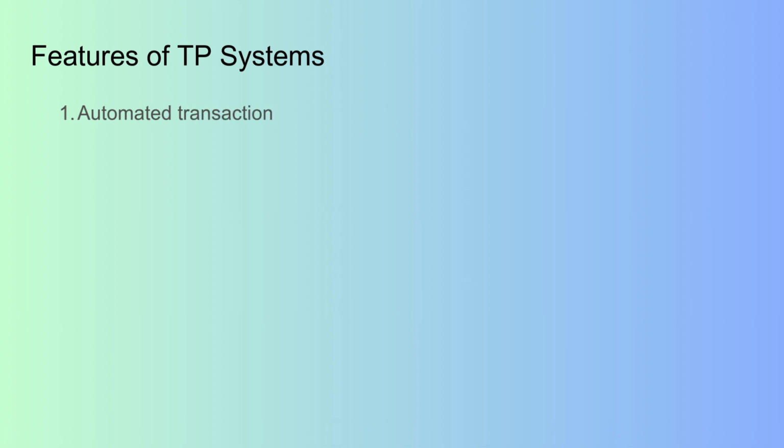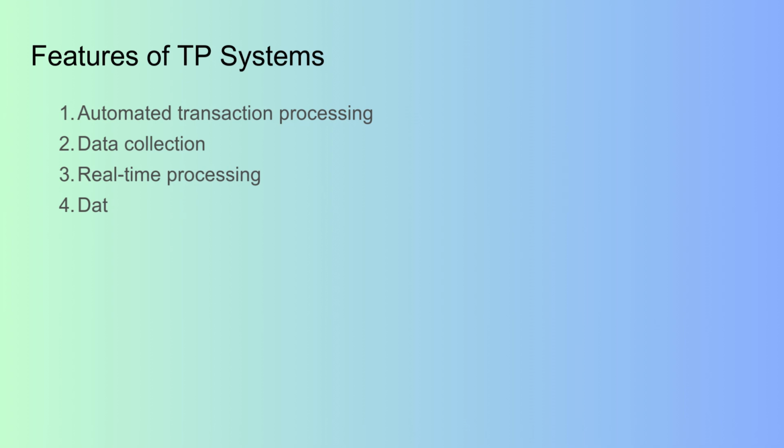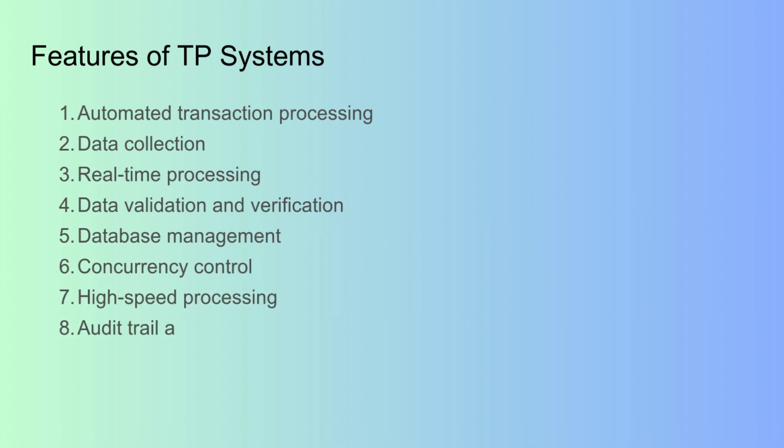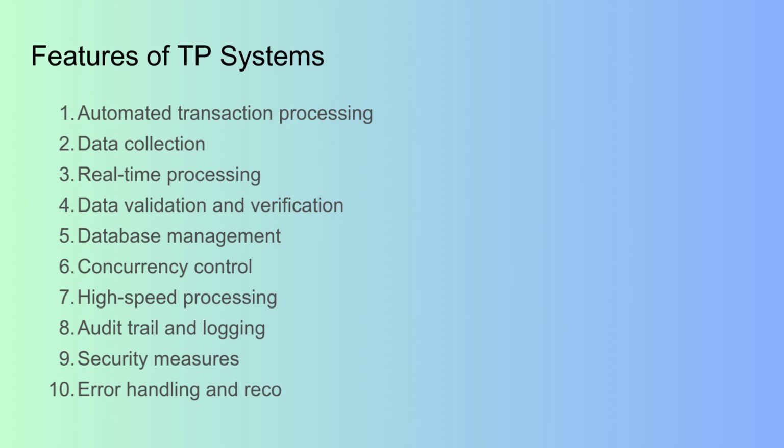Okay, so let's look at the key features of a transaction processing system, TP system. The TP systems automate the processing of routine transactions such as sales orders, payments, payroll, and inventory updates. And also the tasks that people are not needed for are usually automated, so the work can progress fast. They also capture and collect data from various sources such as the point of sales terminals, online orders, telephone calls, etc.